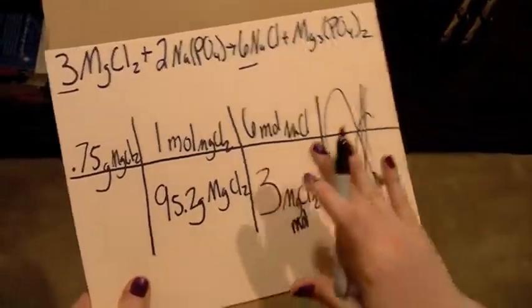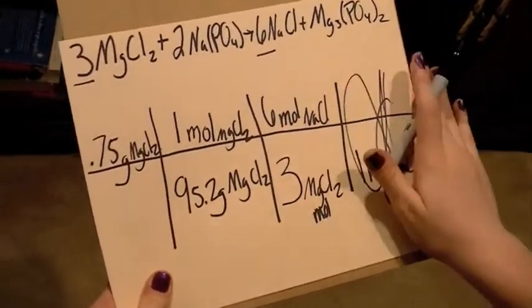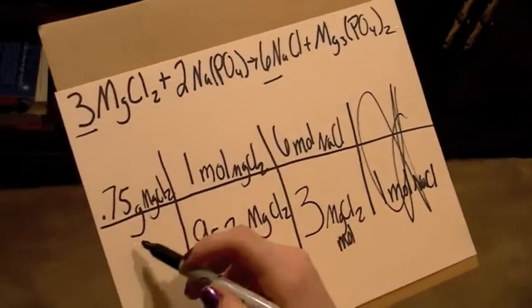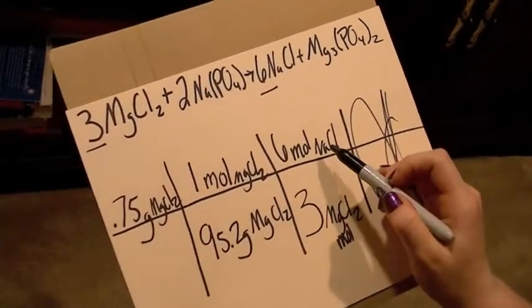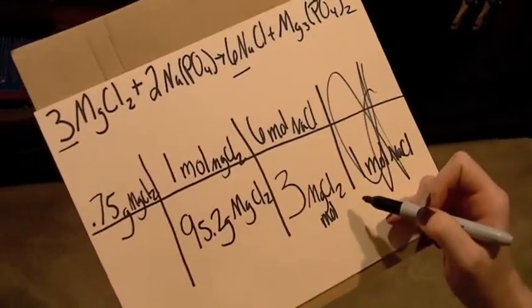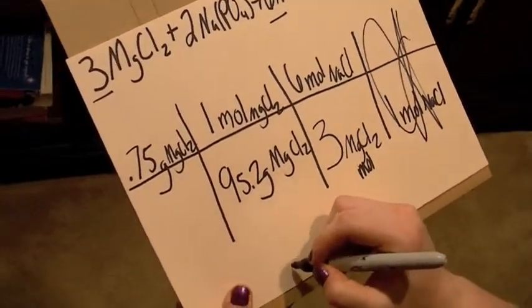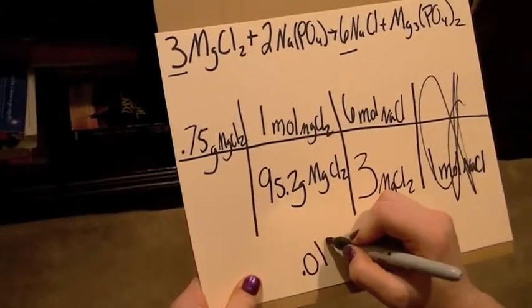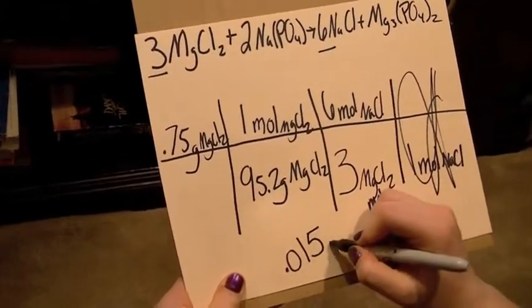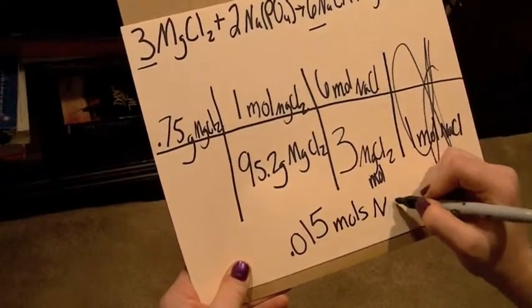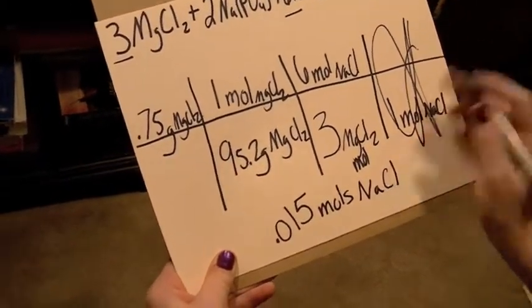We're going to stop right here and we're going to ignore that because that never happened. So I'm going to put these into my calculator. 0.75 times 6 divided by 95.2 divided by 3. And then our answer is going to be 0.015 moles of sodium chloride.